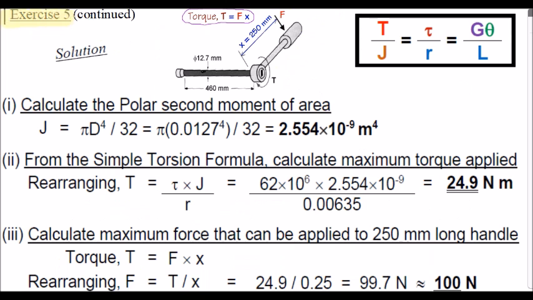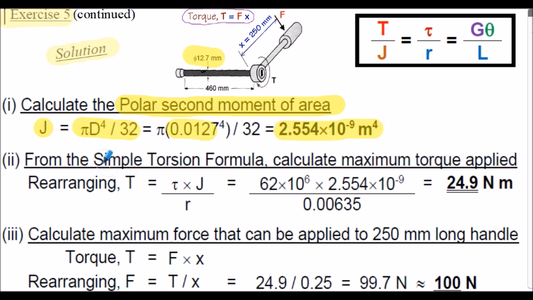Exercise 5, solution continued. So part 1 here, we're calculating the second polar moment of area. The J value from our standard formula of pi d to the power 4 divided by 32. Inserting the value of the diameter from the previous slide in meters, that evaluates to 2.554 times 10 to the negative 9 meters to the 4.